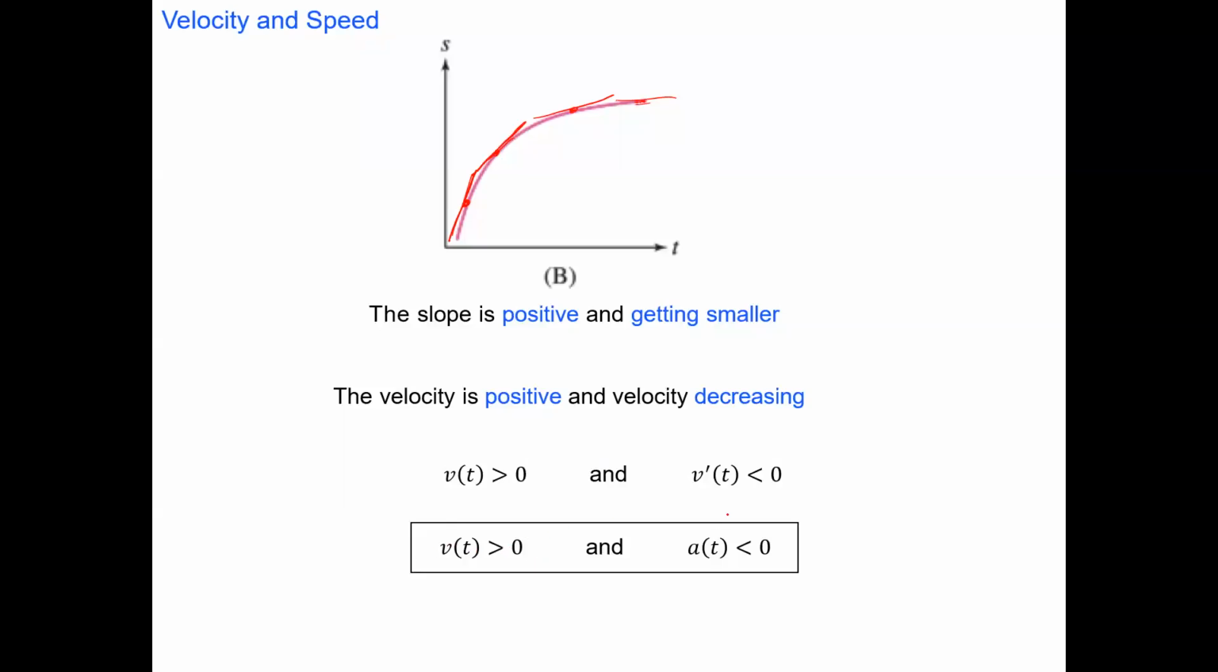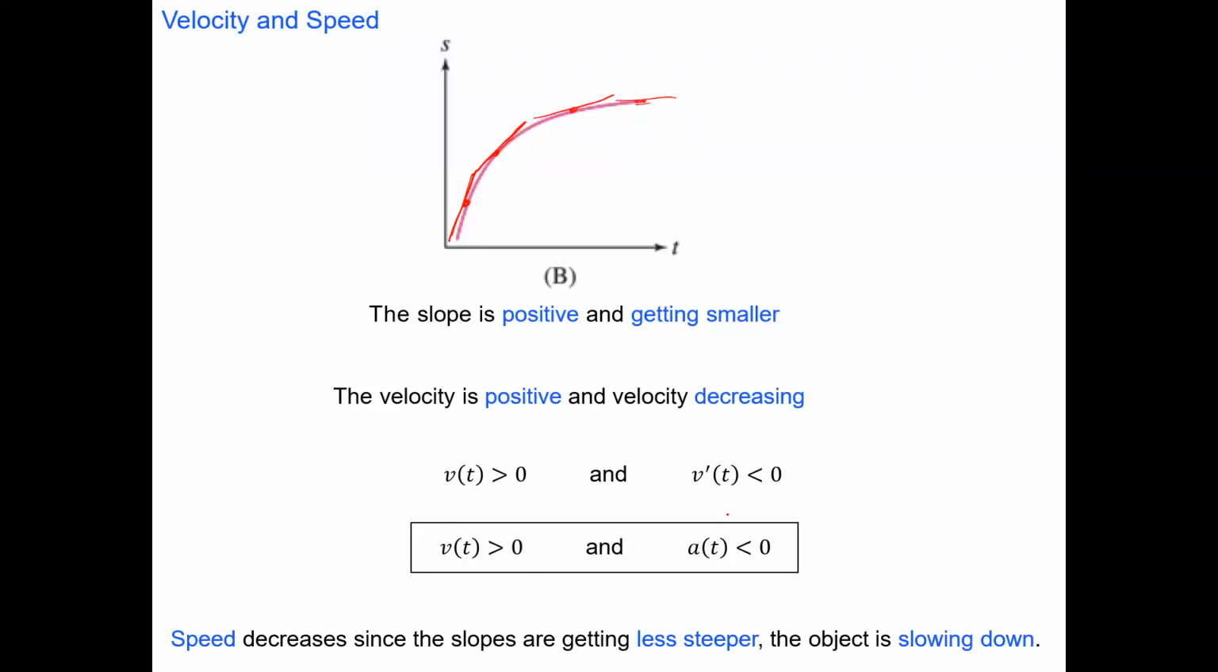Velocity positive, acceleration negative, and we may say that speed is decreasing since the slopes are getting less steep. Then this is the case for the object to slow down. This is the slowing down scenario. Graph C.